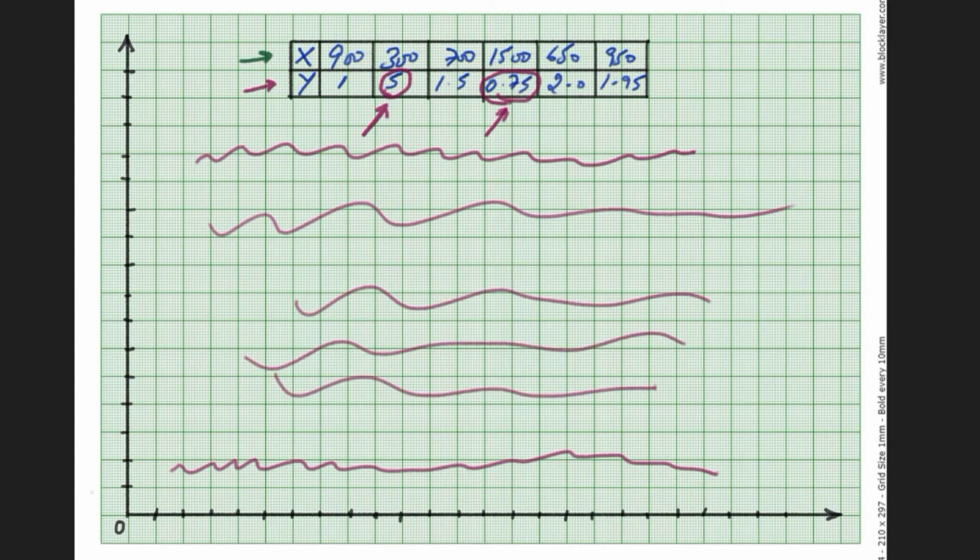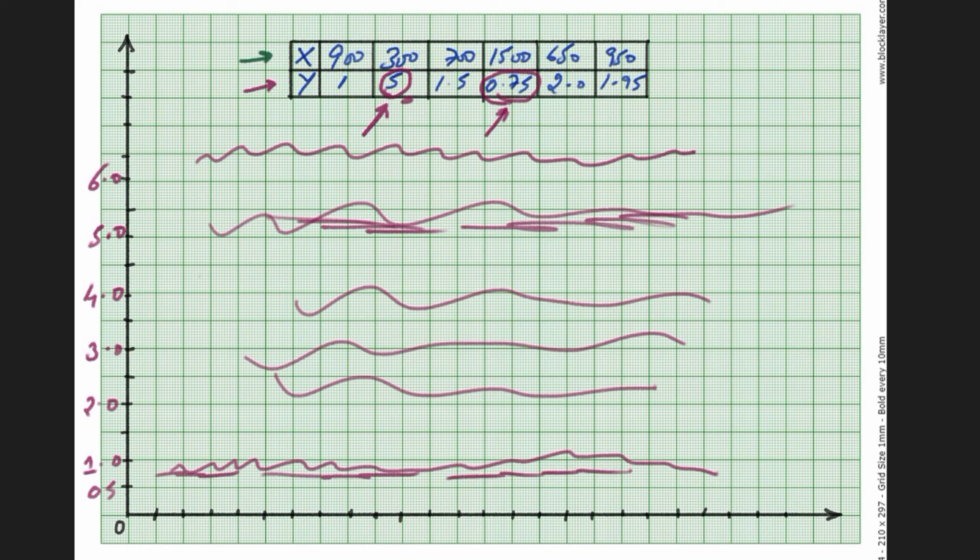So let's try and make this 0.5. So this will be 1.0. Okay, this is 2.0, 3.0, 4.0, 5.0, 6.0. So this number 5 will appear somewhere here. 0.75 will appear somewhere here. So all the numbers on the y-axis will appear here.